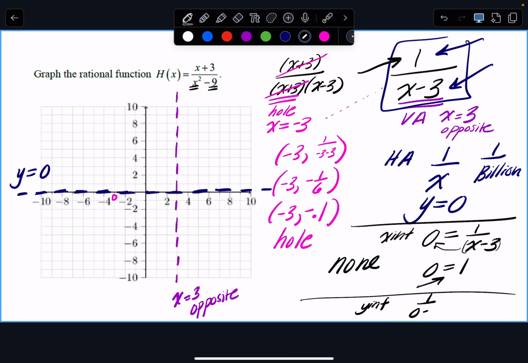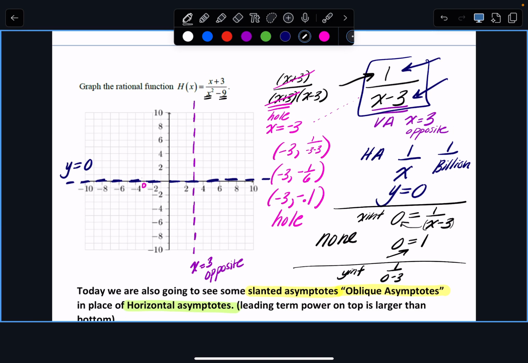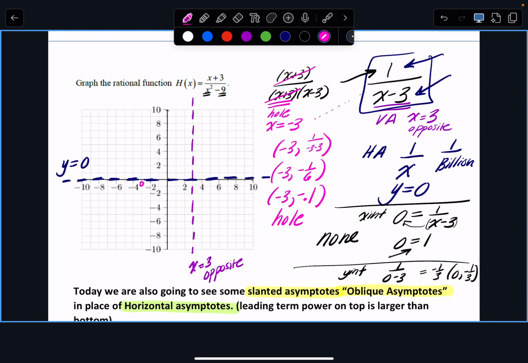Let's do y-intercept. So that's when we plug in 0. So that'd be 1 over 0 minus 3, which is -1/3. So we say 0 comma -1/3. Well, there's another point on the graph. Over 0, down 1/3. Okay.